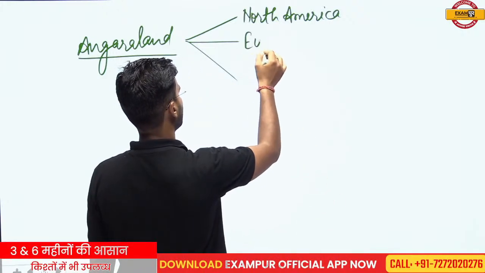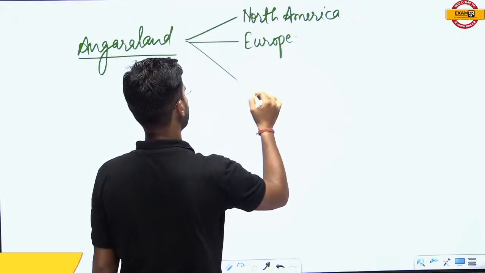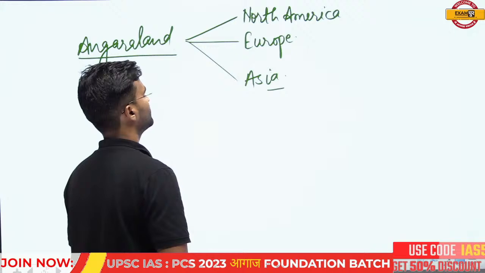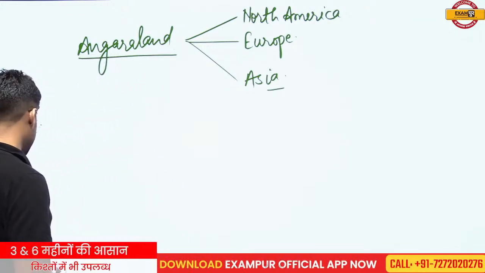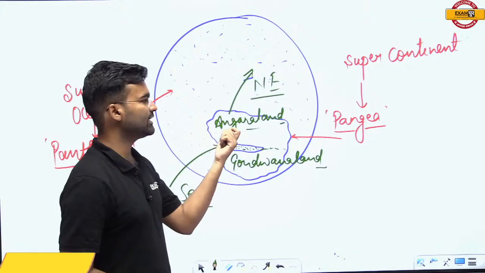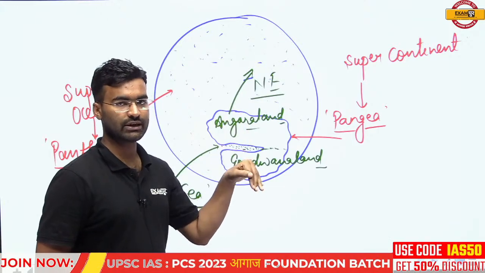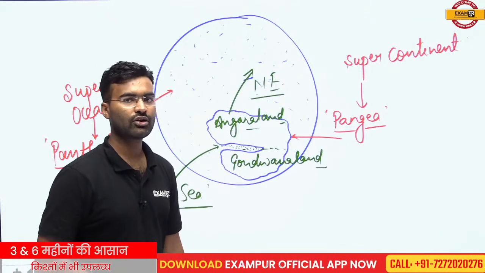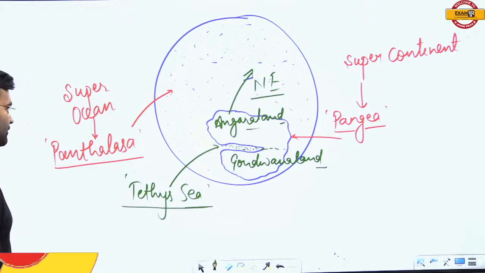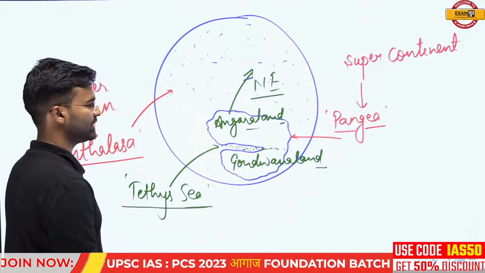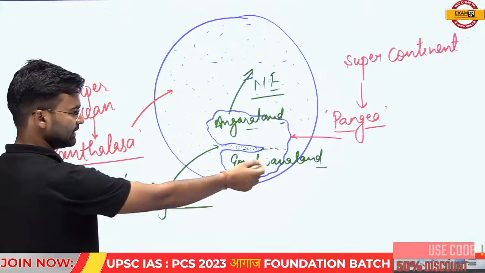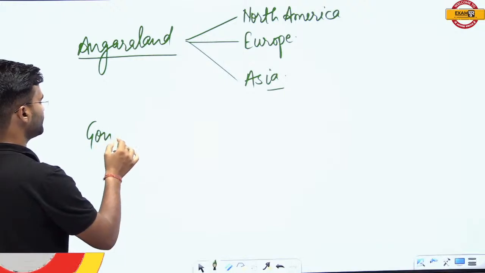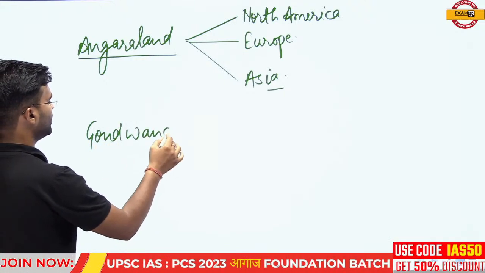Europe is part of the Angara land, and the northern section of Asia is part of the Angara land. So Angara land further divided into different continents, and the drifting between these continents is still continuing. So the northern section has fragmented into 3 continents, and the southern section, that is termed the Gondwana land, also fragmented into the different continents which are present.